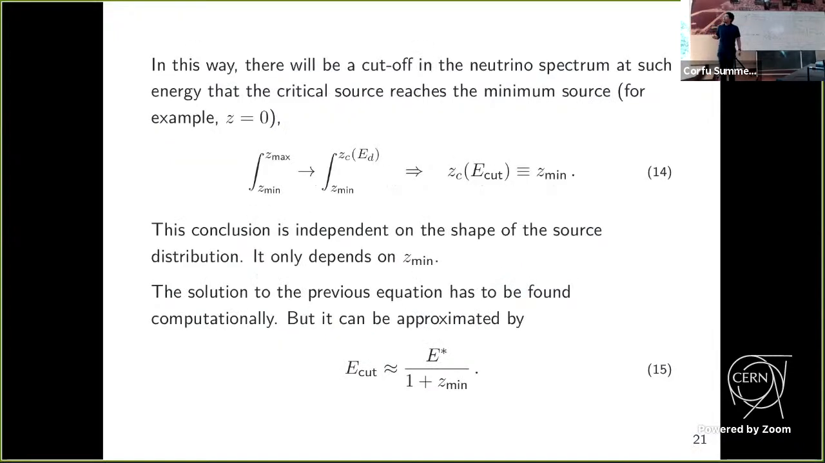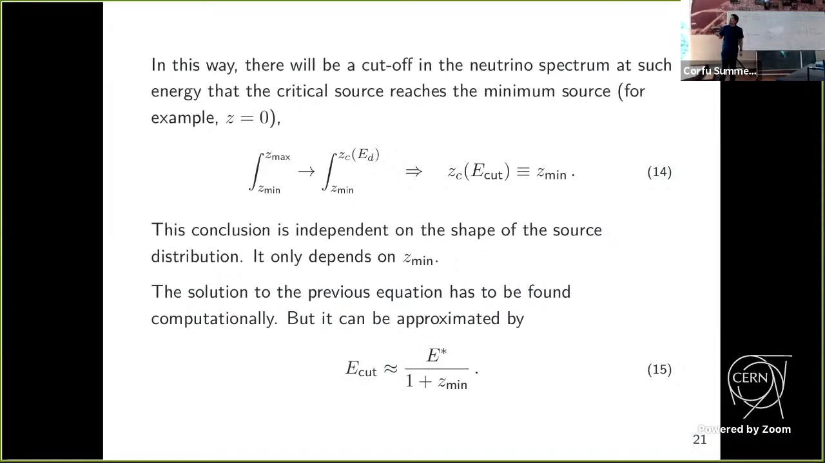The implication of this is that the integral, which previously included all the range of possible sources, is now only up to this critical source. And if we increase the value of the detection energy, we are trying to know the flux, the critical source is getting closer and closer and closer.